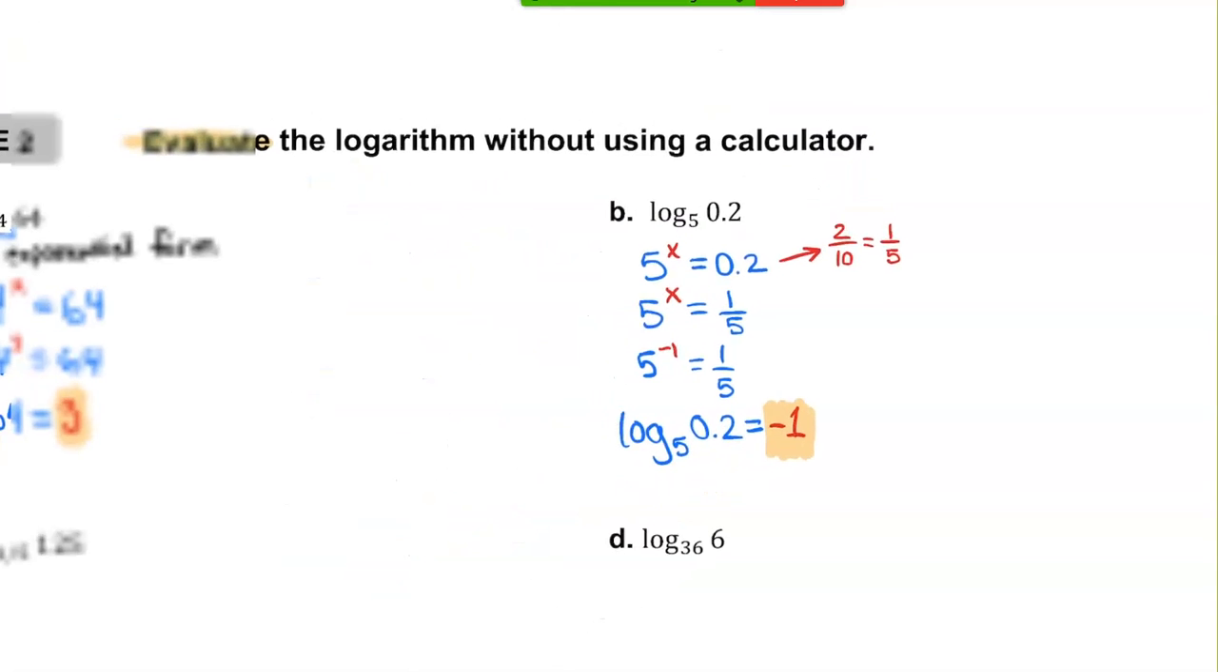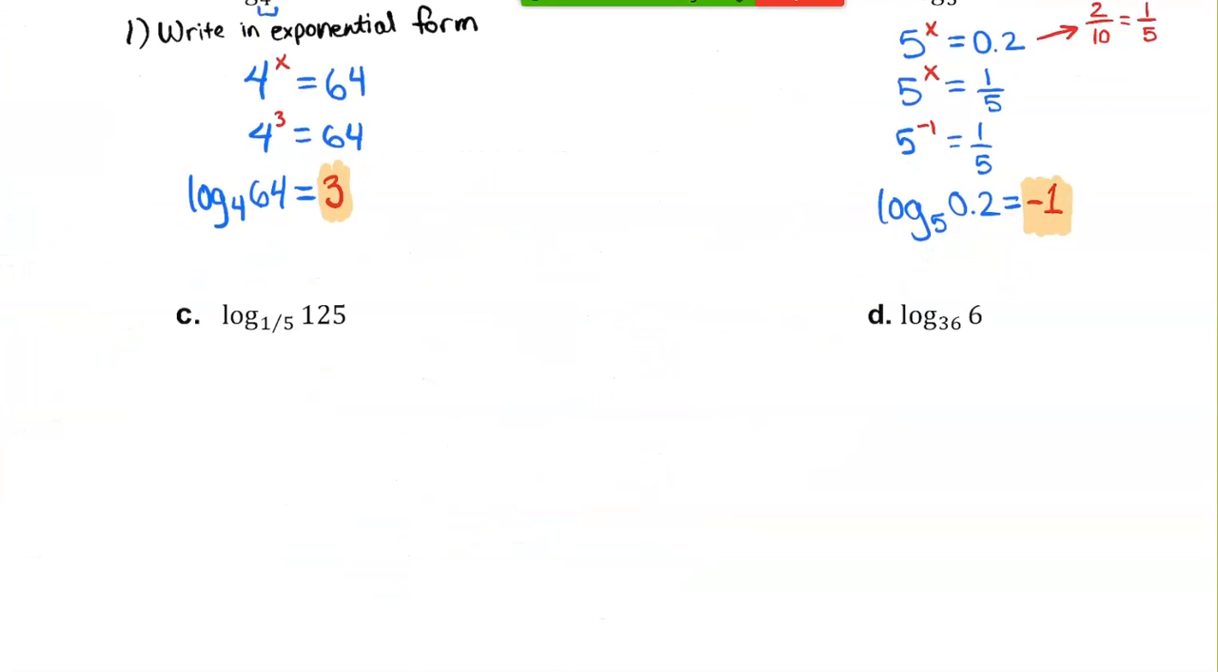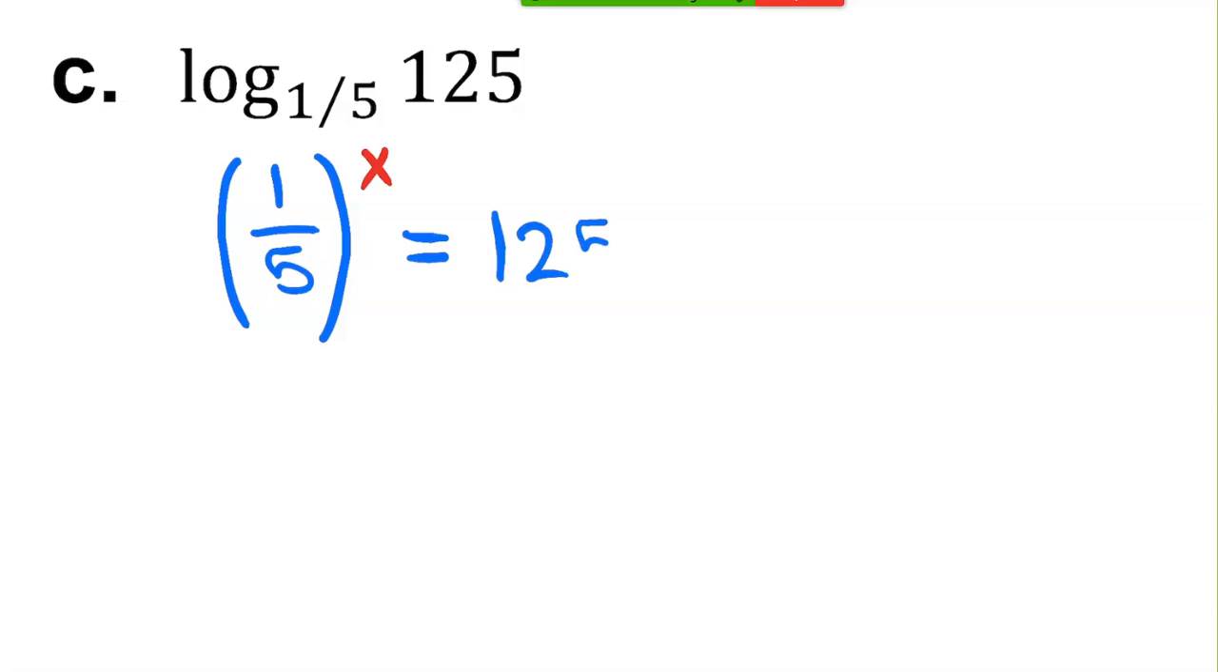All right. Part C is also a little weird. We have log base 1/5 of 125. So again, write this as a fraction, write it as an exponent, put the fraction in the parentheses. Be 1/5 to the x equals 125. Okay, so we started with a fraction and it gets flipped to a whole number.